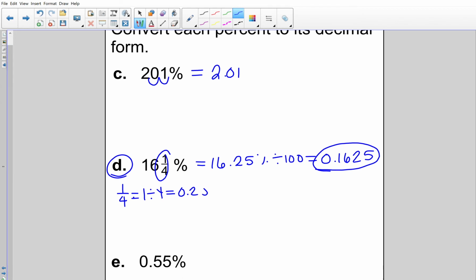For the decimals, it doesn't matter. Again, I'm dividing by 100 or moving the decimal 2 to the left. So this one becomes 0.0055. So we don't need to eliminate decimals, we just need to change them over from fractions to decimals.